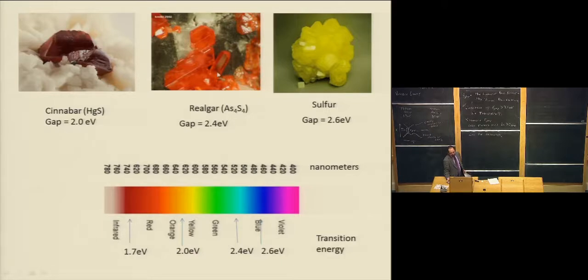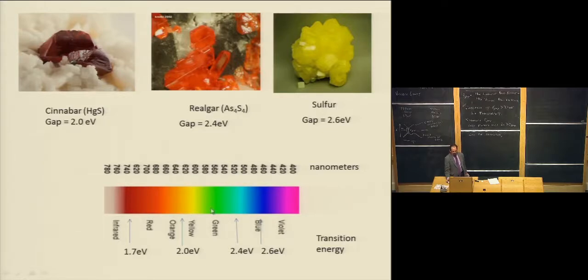If you look at this material, realgar, it has a slightly larger gap, 2.4 eV, well, all the way out here. And it looks a little bit more orange because the red, orange, the yellow, and even some of the green gets through the material. And all the higher frequencies, the blues and the violets, do not get through the material. They get absorbed. So this actually ends up looking kind of orange.